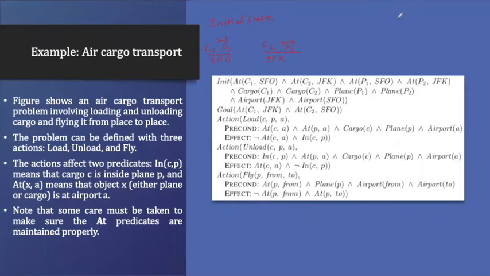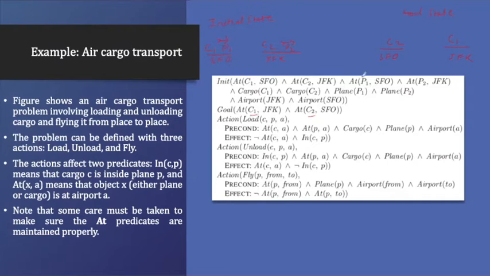What is my goal condition? So let's write down the goal state. The goal state is, airport, San Francisco Airport and JF Kennedy Airport. What is my goal state? Goal state should be in San Francisco Airport, C2 should be there. C2 means cargo 2 will be there. And in JFK Airport, C1 will be there.